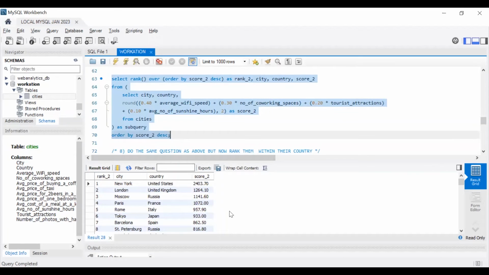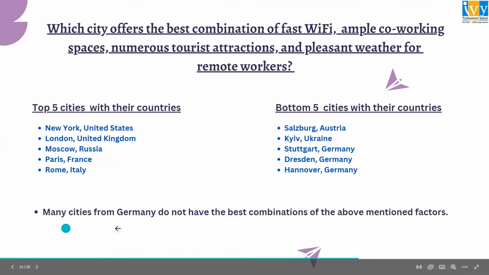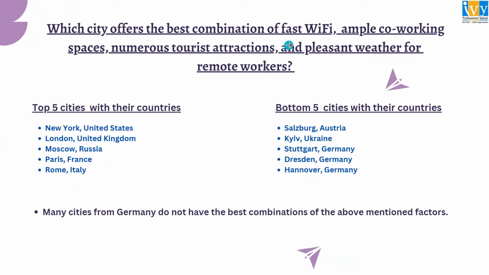So what are the findings of this? Top 5 cities are New York, London, Moscow, Paris, Rome, and the bottom 5 cities are Salzburg, Kiev, Stuttgart, Dresden, Hanover. Many cities from Germany do not have the best combination of the above mentioned factors, that is, the combination of fast Wi-Fi, ample co-working spaces, numerous tourist attractions, and pleasant weather for remote workers.